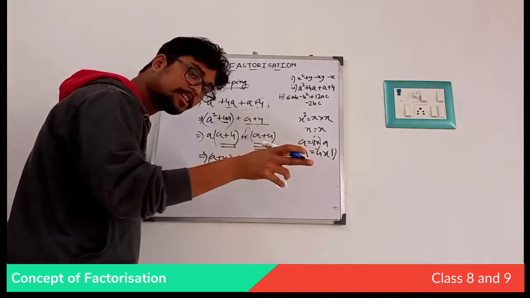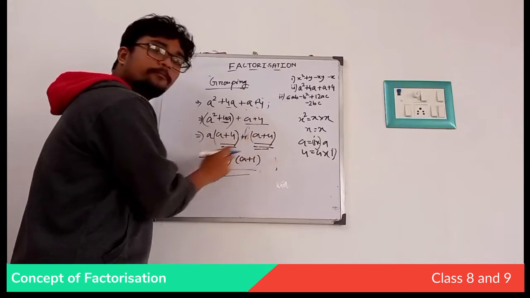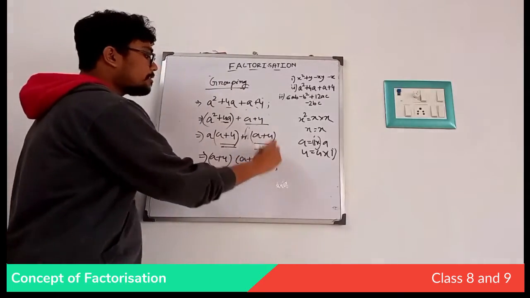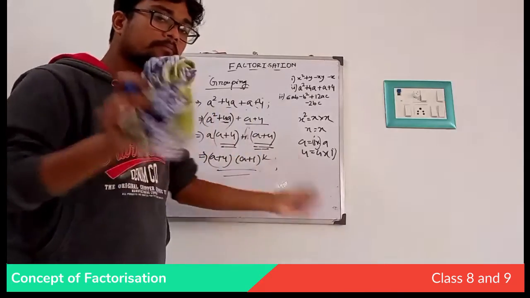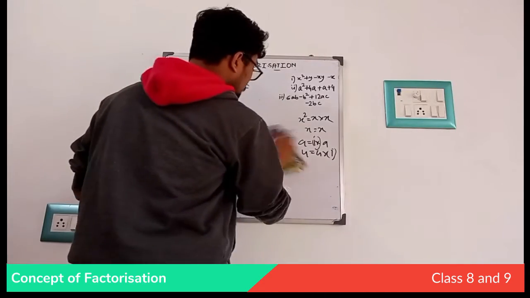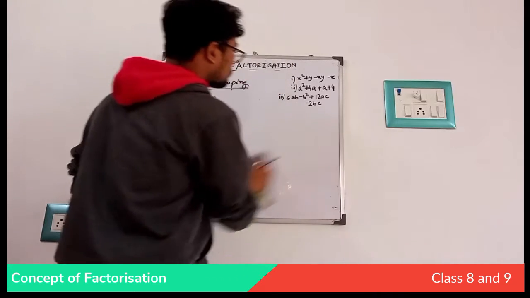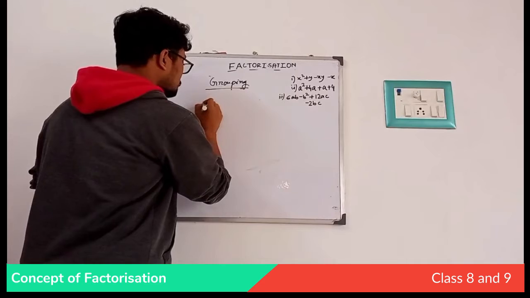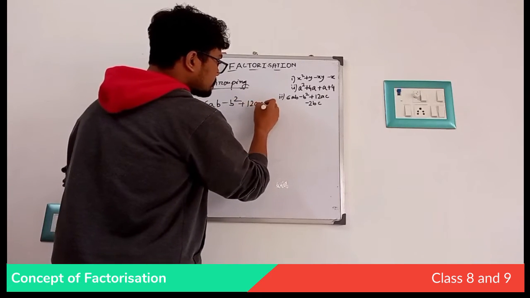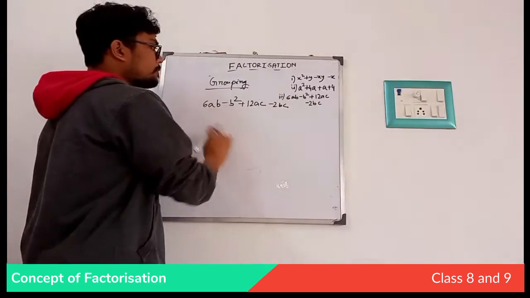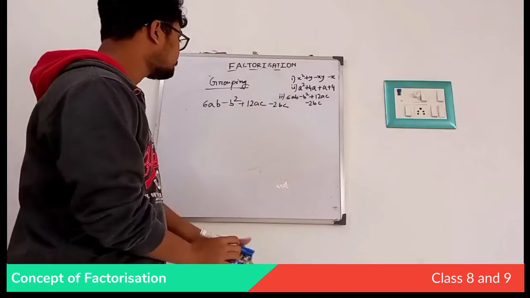So the grouping is right when we get a common part from each group. So this is our final result. Fine. And finally I will show you this example so that this grouping problem is clear to all of you. 6ab minus b square plus 12ac minus 2bc. This is our problem. Okay, so I have to choose a group first.